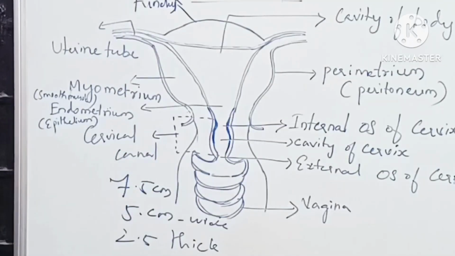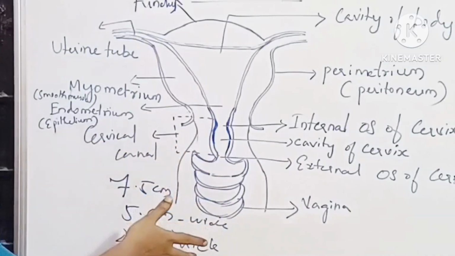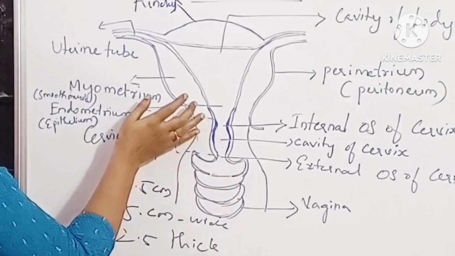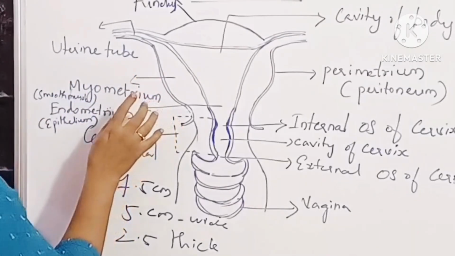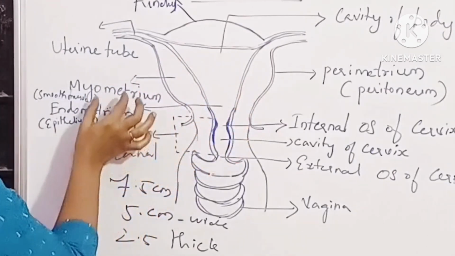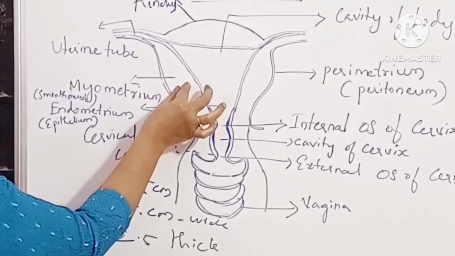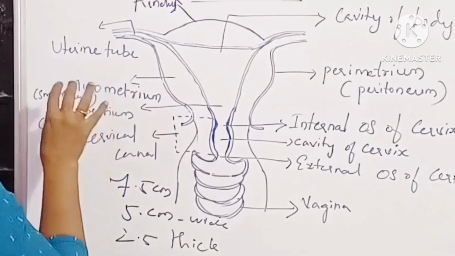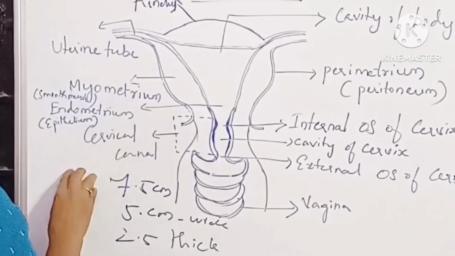Next we can see the myometrium. The myometrium is the thickest layer of tissue in the uterine wall. It is smooth muscle. Myo means muscle. Smooth muscle fibers are interlocked with areolar tissue, blood vessels and nerves. So the myometrium contains areolar tissue, blood vessels and nerves, but mainly smooth muscle is present.